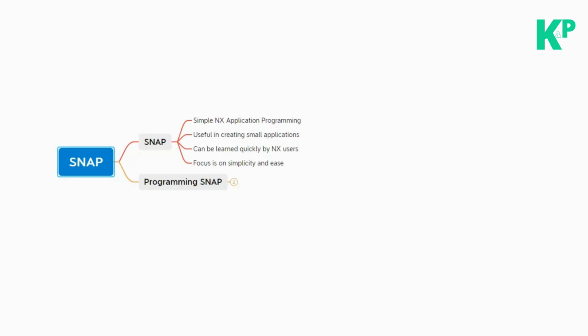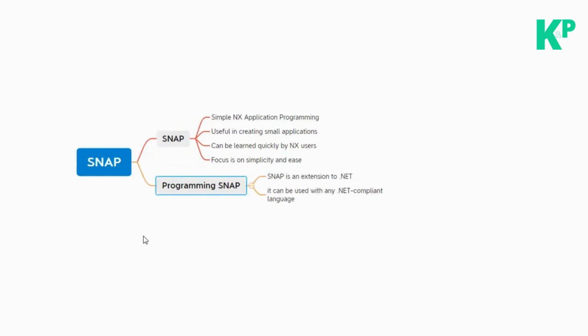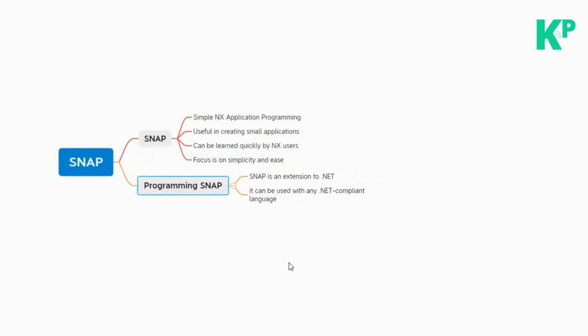One more thing about the programming language in SNAP. SNAP is an extension of .NET, so it can be used with any .NET compliant language. The SNAP library is a .NET library, and the most preferred language while using SNAP is Visual Basic, but it supports .NET compliant languages, for example C# and C++. So you can start with any of these in SNAP.